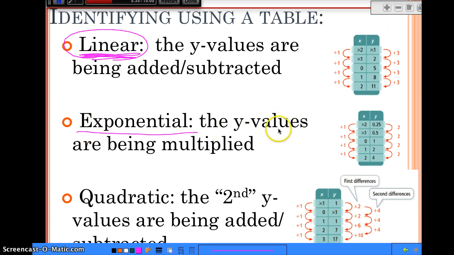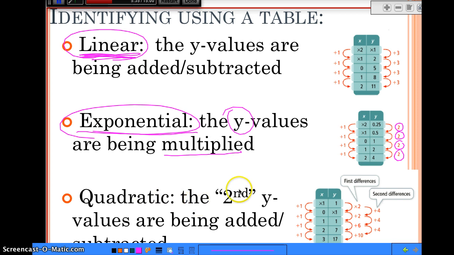Exponential, on the other hand, the y values are being multiplied. So if I go from -2 to -1, 0, 1, 2, these x values are going up by 1. But if you notice the y values, if you multiply 0.25 times 2, you get 0.5. If you multiply 0.5 times 2, you get 1. If you multiply 1 times 2, you get 2. And if you multiply 2 times 2, you get 4. So if you're multiplying each one of these by the same number to get to the next consecutive one, then we know it's going to be exponential.